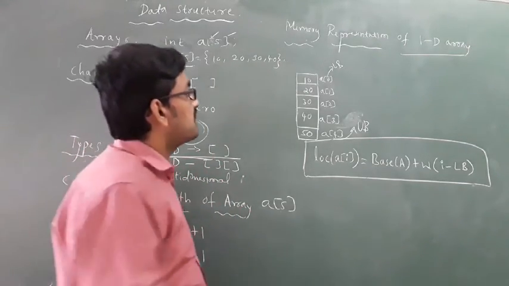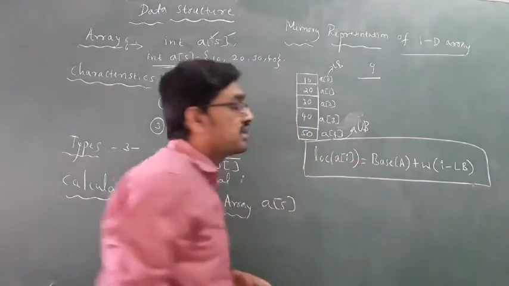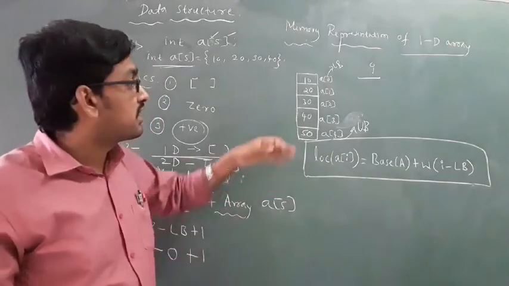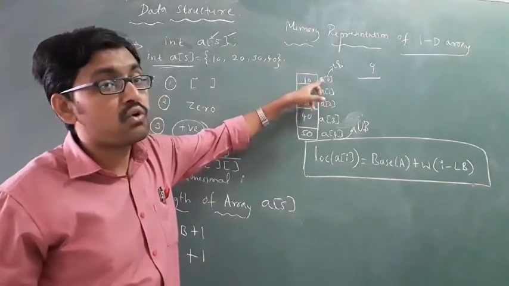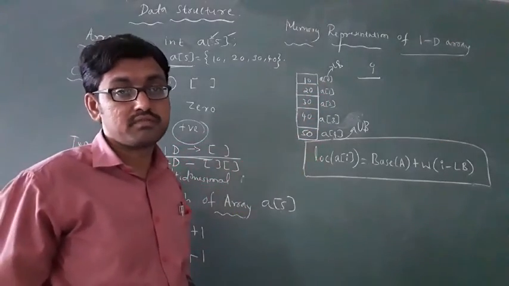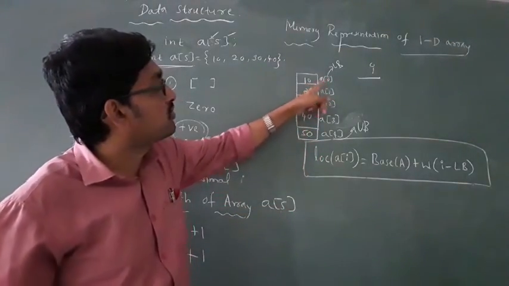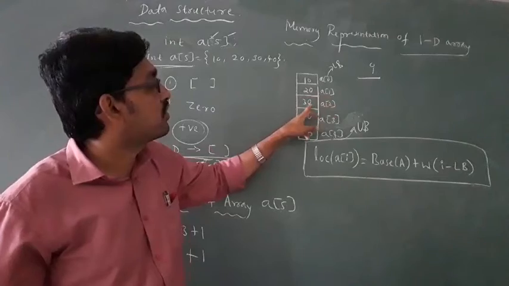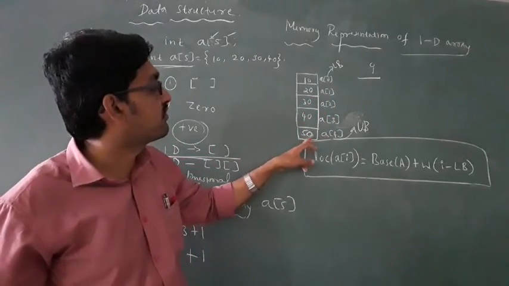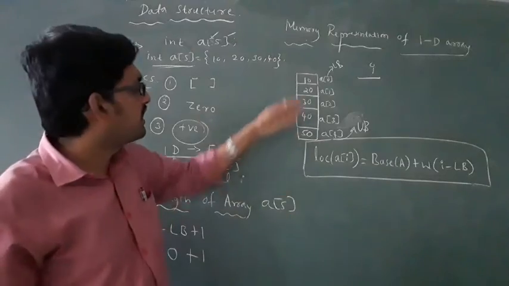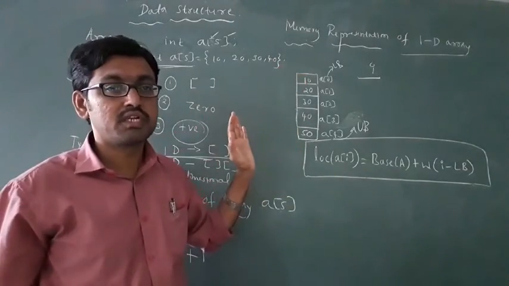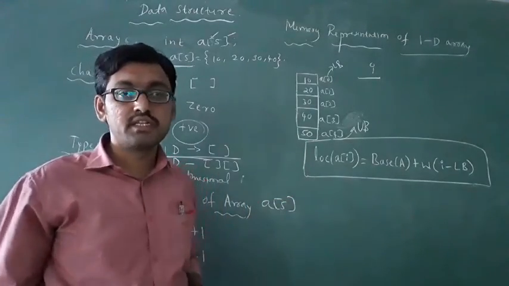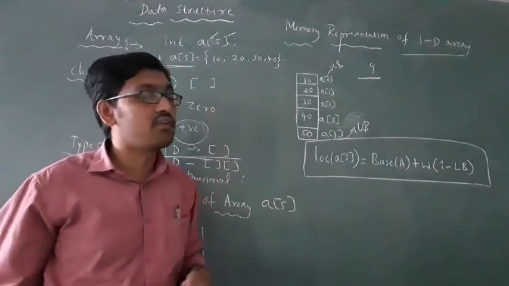Just take I as the location of an element. I is the location in the array. Array data will always be stored in sequential memory locations. For example, 10 will be stored in A of 0, 20 in A of 1, 30 in A of 2, like this, and the last, 50, in A of 4. You can write any numbers here, no problem. But one thing you have to remember: an array always starts with A of 0. Then in the examination they will ask you to explain the memory representation of a 1D array.